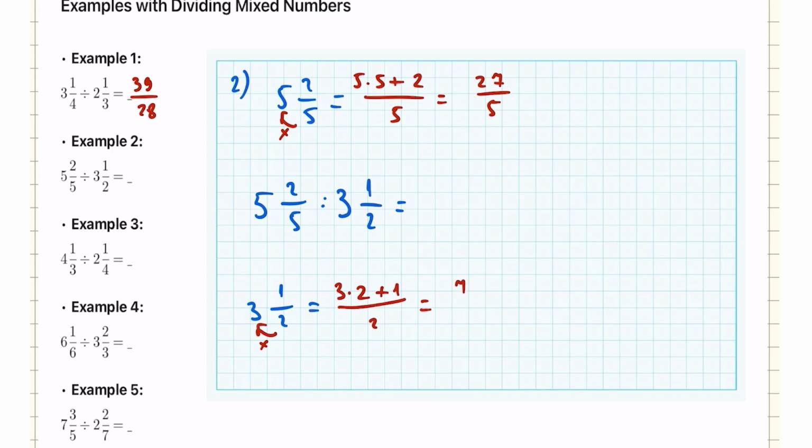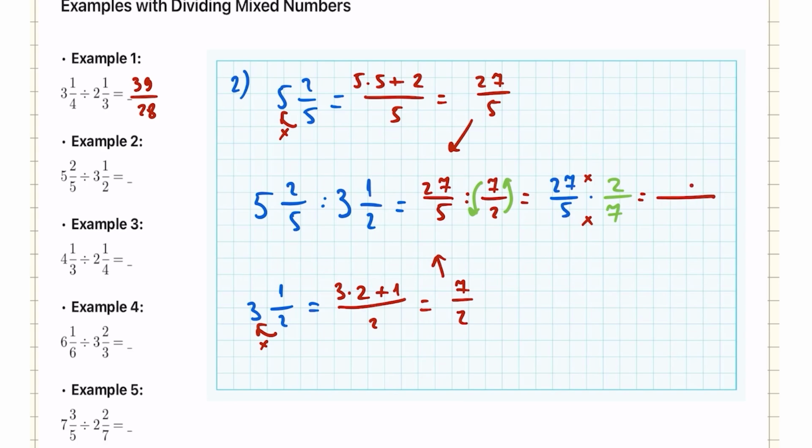And now we can divide. 27 over 5 divided by 7 over 2. We need to flip the second fraction. First stays the same, 27 over 5 multiplied. And now we flip. And we will get 2 over 7. And now we multiply normally. 27 times 2, 5 times 7. It will be 54 over 35, and that's the answer.